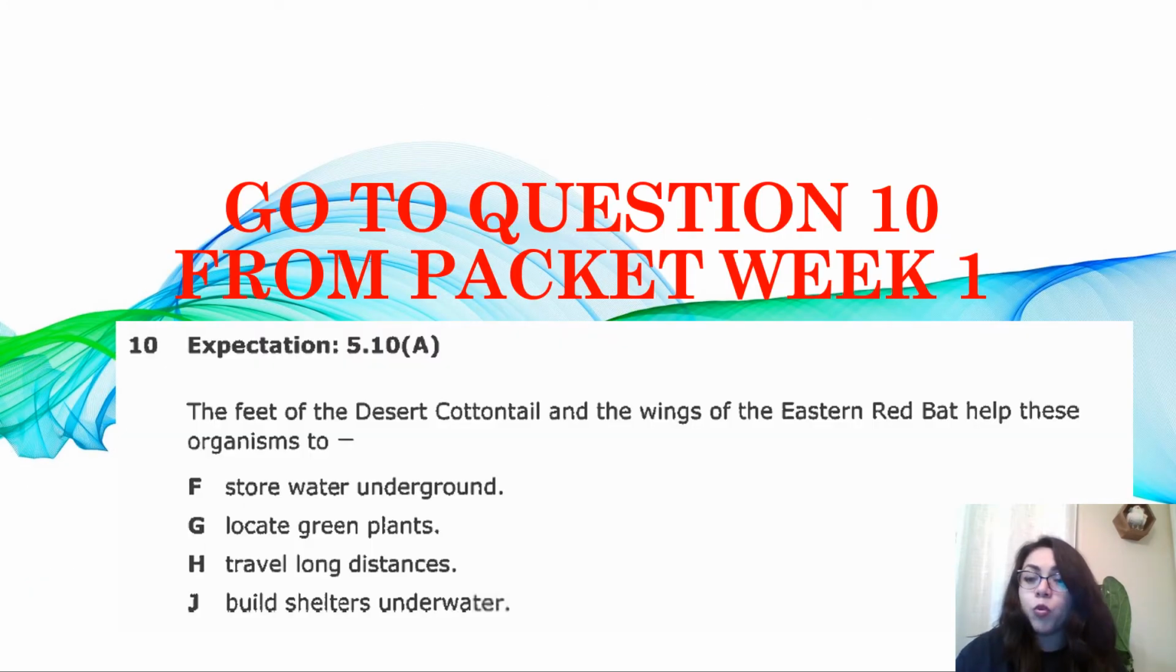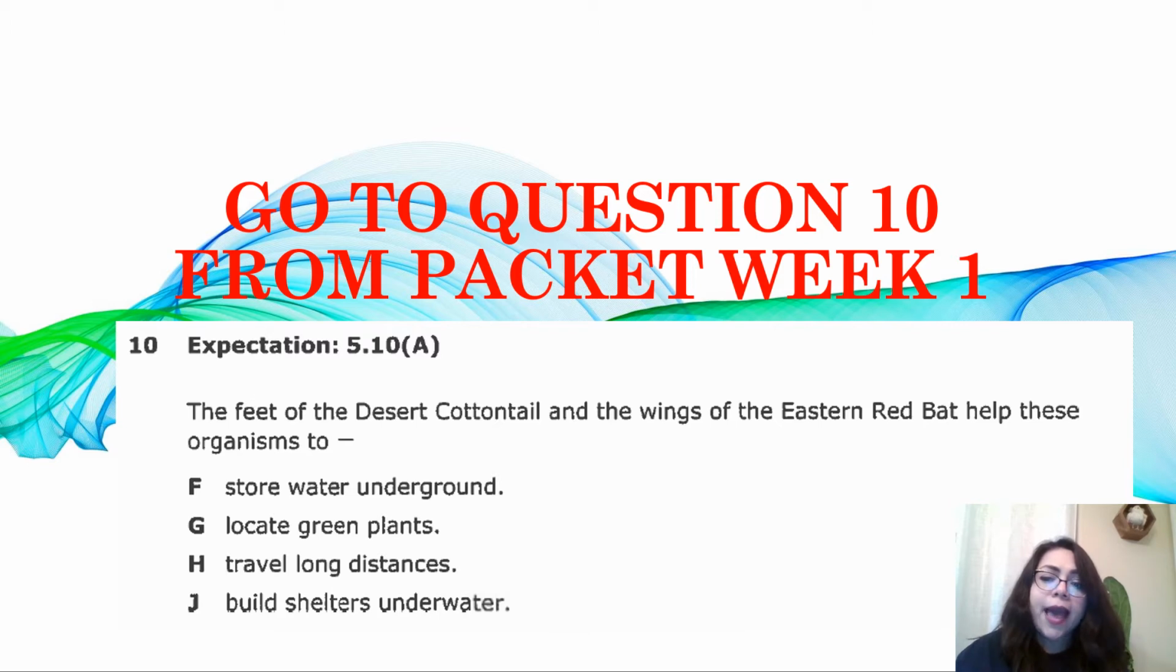Now I want you to go to question 10 from packet week 1. Find this question. What I'm going to do is model for you the type of questions you should be asking yourself and the type of strategy that you should be doing while doing this question. The first thing I'm going to do is read this question to myself. The feet of the desert cottontail and the wings of the eastern red bat help these organisms to?